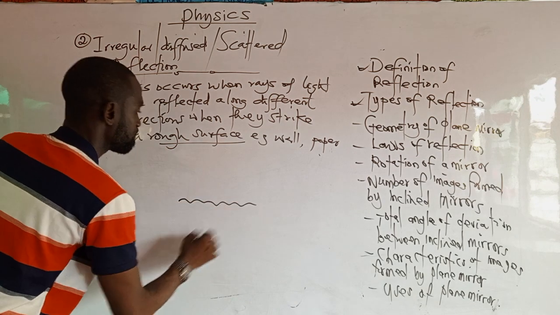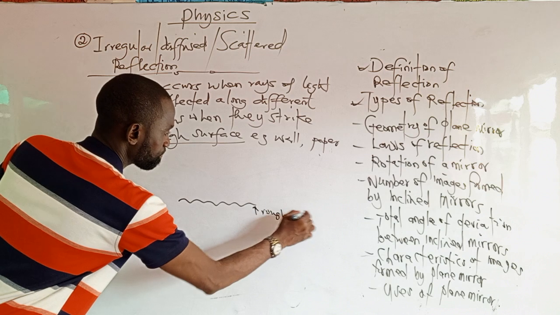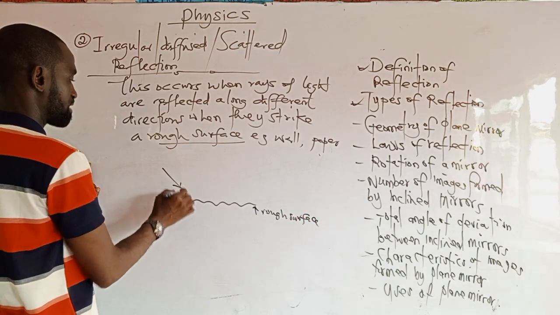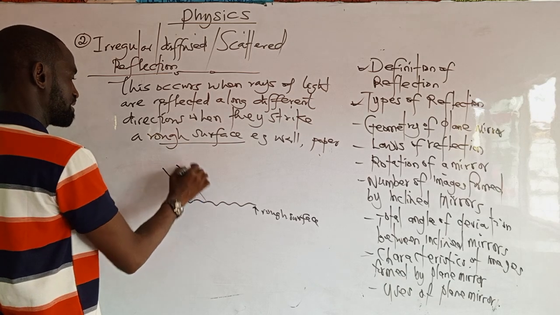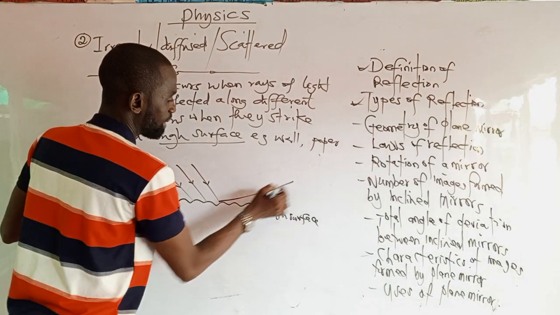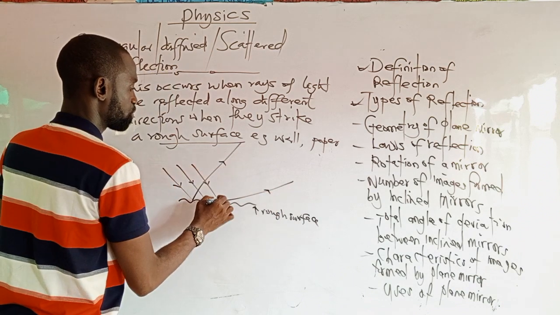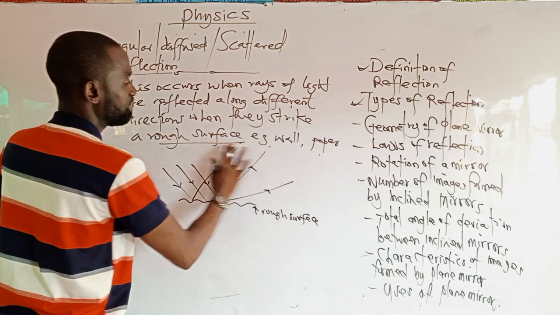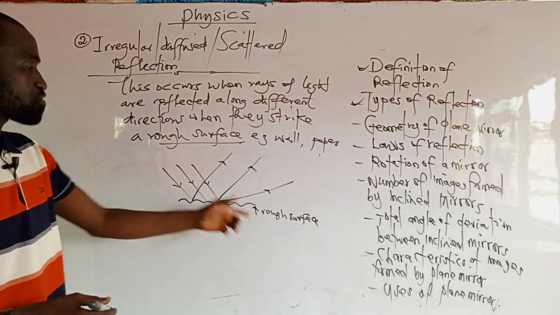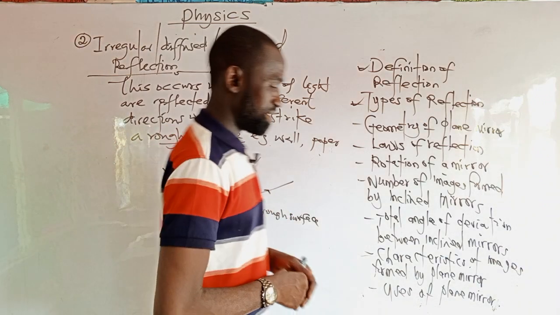So this is a rough surface. We now have these rays of light coming here as incident. So if they have to be reflected, this one can go like this, this one can go like this, this one can go like this, along different directions. So when they strike a rough surface, we have what we call irregular reflection.